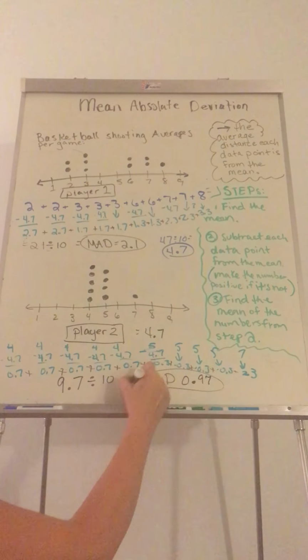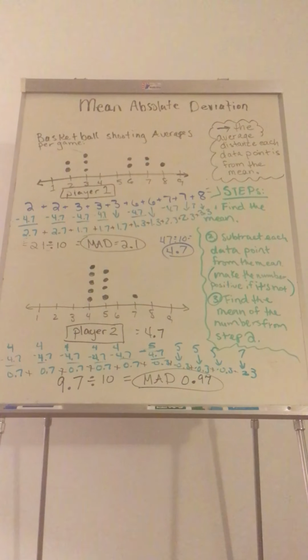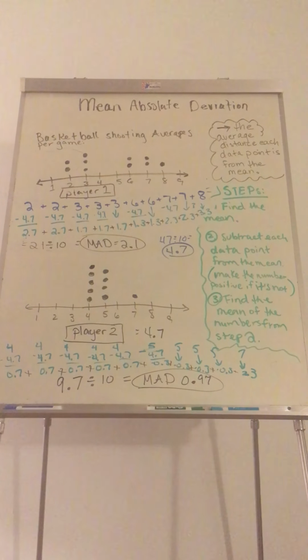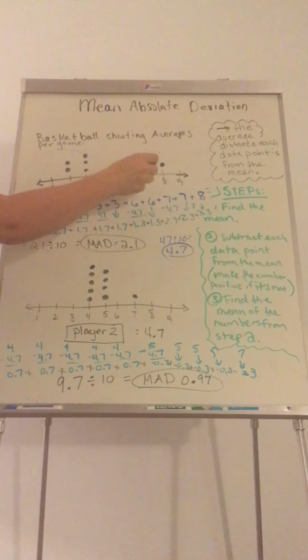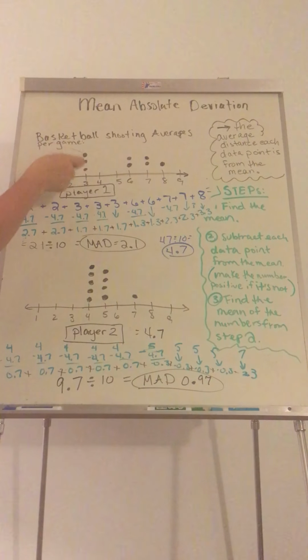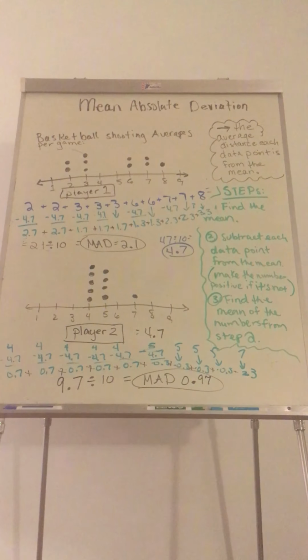Okay? Now here's why this is relevant with shooting averages. If I look at this player and their baskets per game, they're kind of all over the place. Some games they have good games. They score like 8 or 7 baskets, or even 6. Some are not so great, 2 or like 3. Now player 2 is a lot more consistent, which is what you want. You want a player that's going to be consistent and score about the same number of points regardless of what game it is.